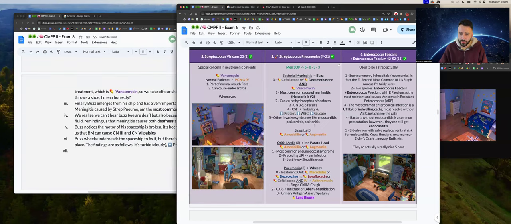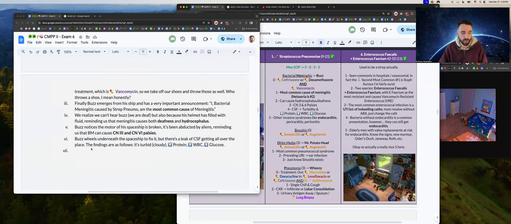Okay, other invasive syndromes like endocarditis. Yeah, so this I thought was actually pretty interesting. Endocarditis can actually cause pericarditis and peritonitis on the inside as well. So how are we going to remember that? I mean, invasive is certainly aliens.